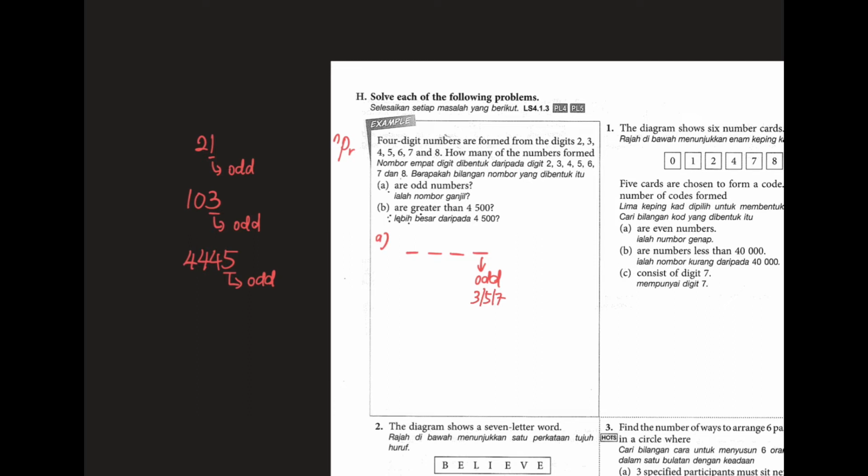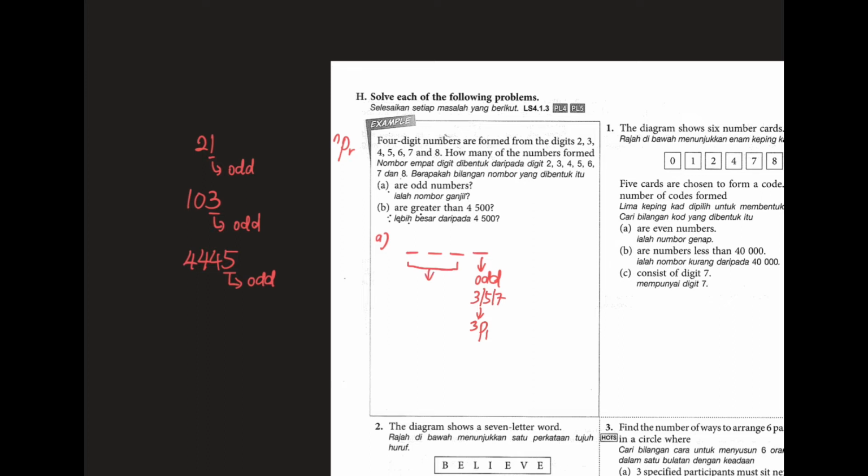So I call this 3P1. I have 3 odd numbers. I arrange one of the odd numbers at the last position. That is 3P1. Okay, so now I have used up one of the odd numbers already, and for the remaining, I can put them in front.